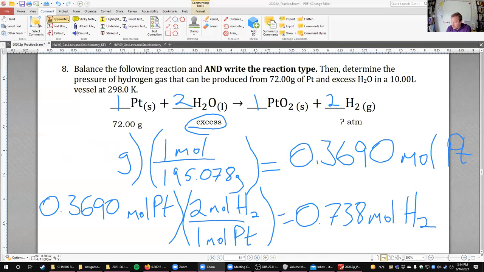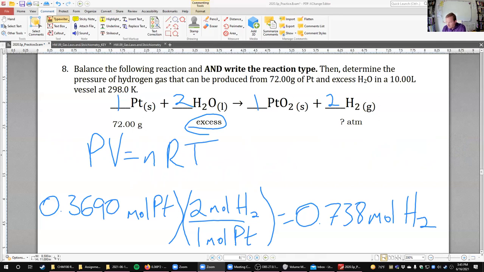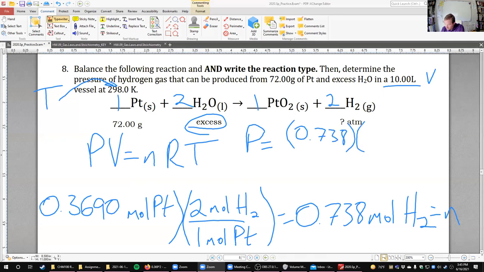But this problem is asking us to then plug it into the ideal gas law to find the theoretical yield in atmospheres, because that's something we can measure directly. We can't measure moles directly. And so that means we're going to be using ideal gas law, PV equals nRT. So n is the number we just calculated, our theoretical yield of hydrogen. Volume and temperature were given. And then R is a constant. So when we plug all that in, we're just going to be solving for P. So pressure equal to moles, 0.738 times R, which is 0.